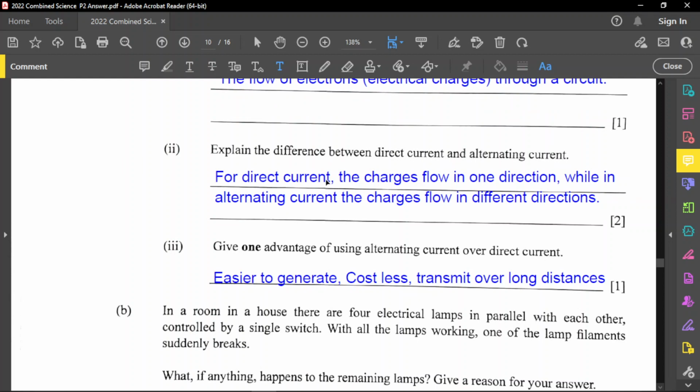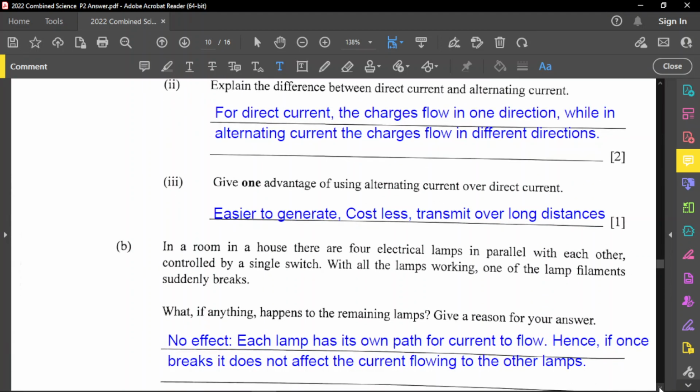For direct current, the charges flow in one direction, while for alternating current, the charges flow in different directions. And for part 3, give one advantage of using alternating current over direct current. Alternating current, which is the general power coming from a power plant like BPL, for example, is easier to generate, it costs less, and it is easy to transmit over a long distance without losing charges. All right, so those are the 3 main advantages.